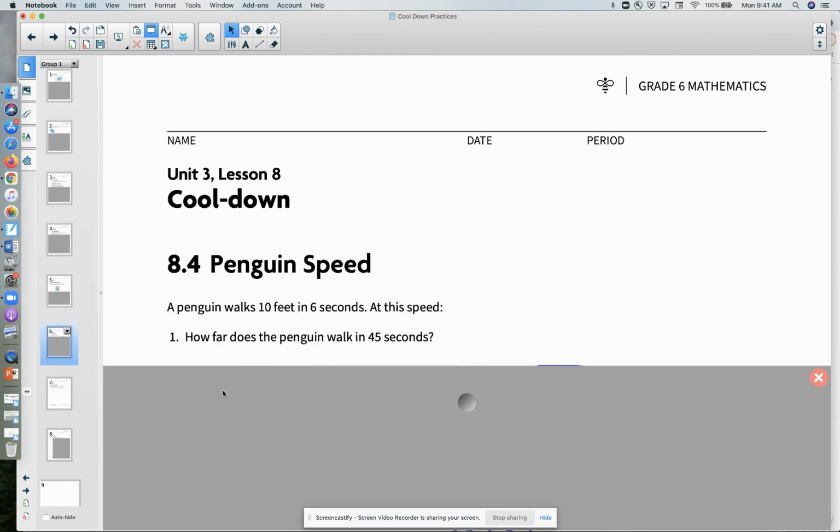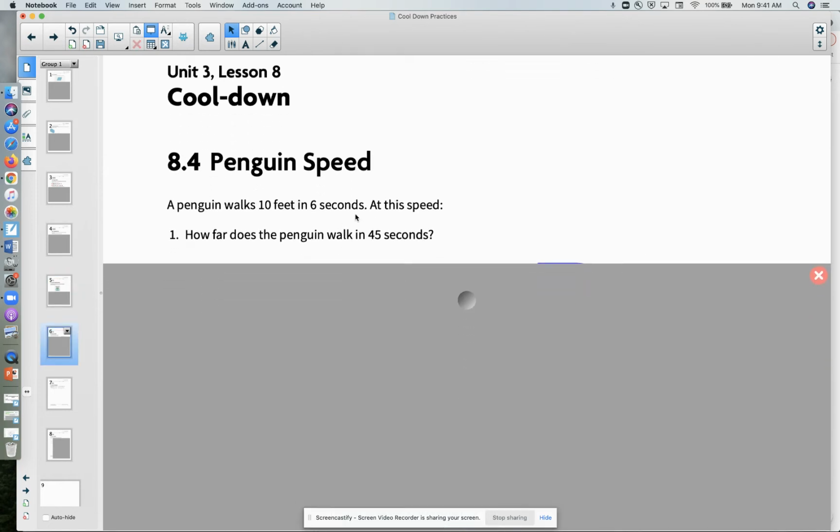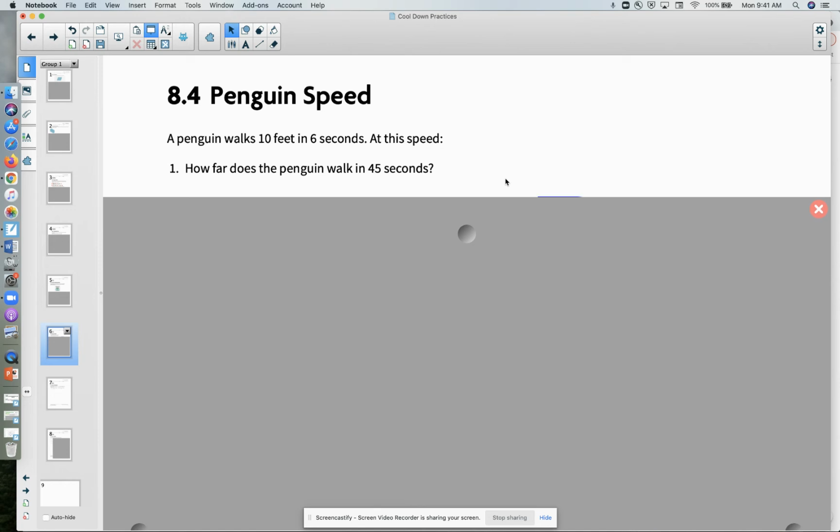Number 6. A penguin walks 10 feet in 6 seconds. At this speed, how far does a penguin walk in 45 seconds? This is one of those where you should make a double number line or a table. That would help you. Okay, when you're ready, unpause the video and see the answer.